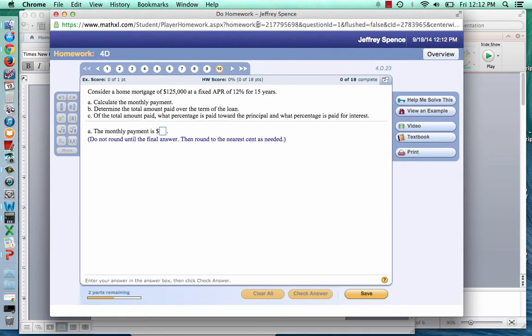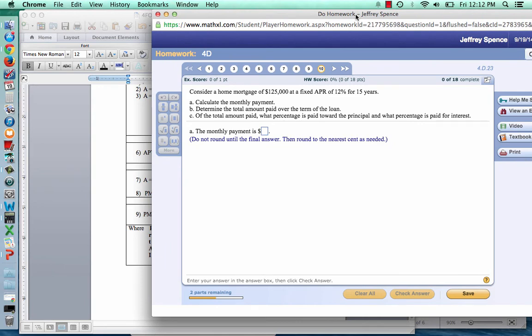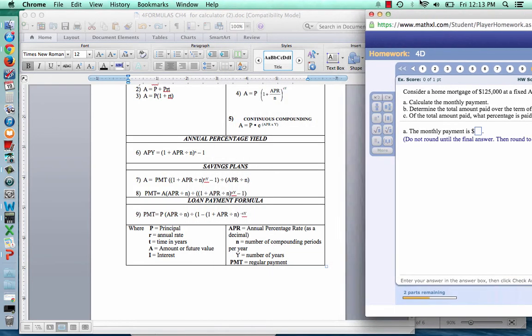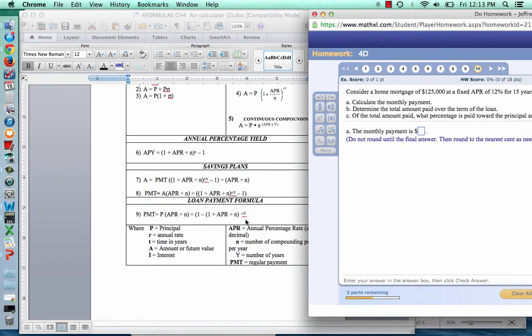Now remember that the home mortgage amount was $125,000, so that's our principal. The APR is 12%, so that's 0.12. The term is 15 years. When it says monthly payment, that's going to be N representing 12. Okay, so remember I said we should do this N times Y at the beginning.